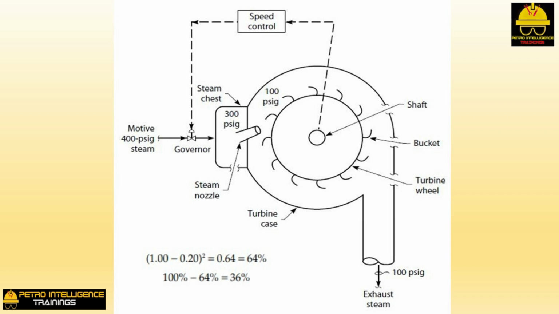This procedure is called reducing the port size of the nozzle. It works fine, except that we have permanently derated the capacity of the turbine by 36%, and next month we might need this capacity.